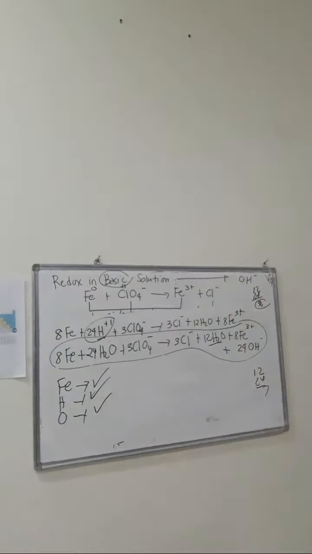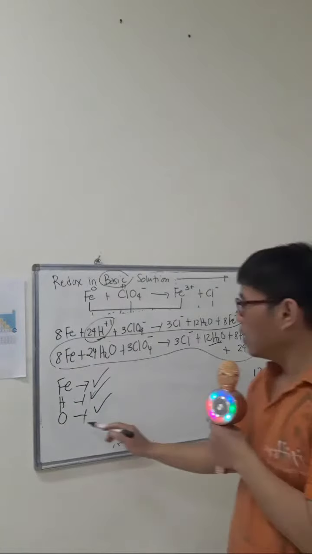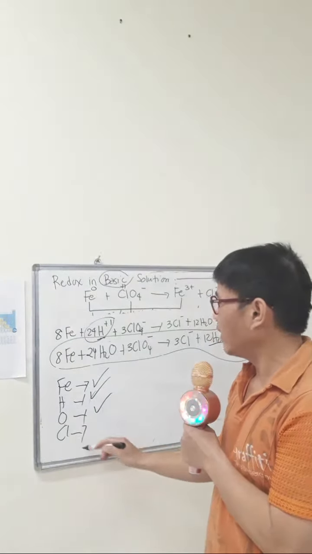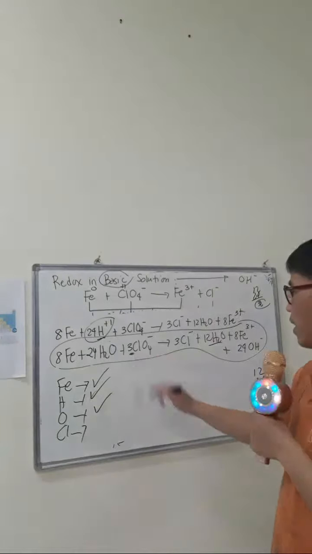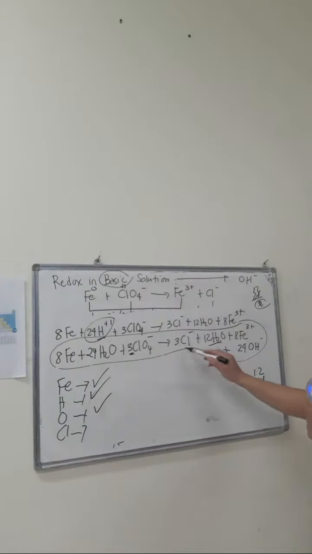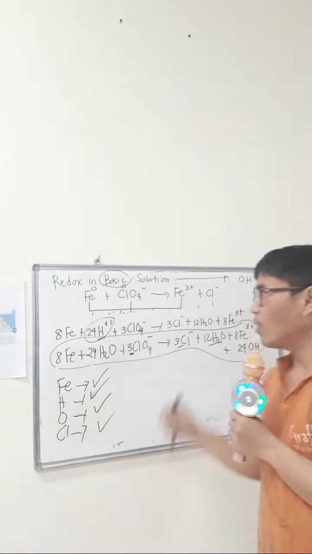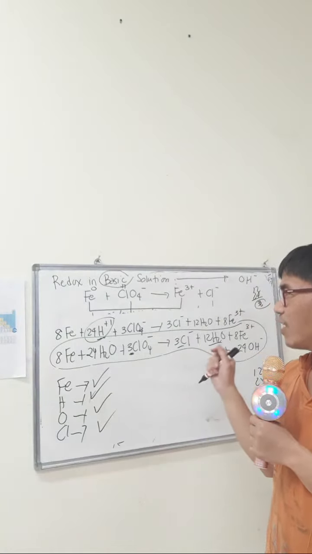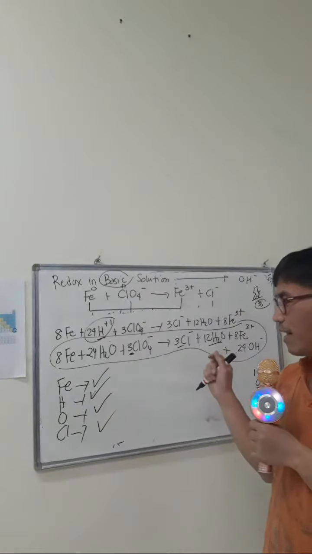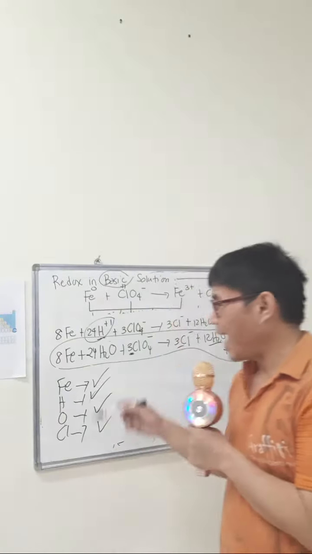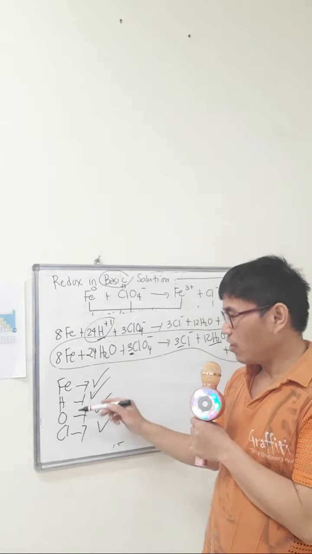Then the last will be chlorine. The number of atoms of chlorine in the left is 3, and the other one also is 3. So balanced, perfect. The 4 elements in our chemical reduction-oxidation reaction are all completely balanced in terms of atoms: the iron, the hydrogen, the oxygen, and the chlorine.